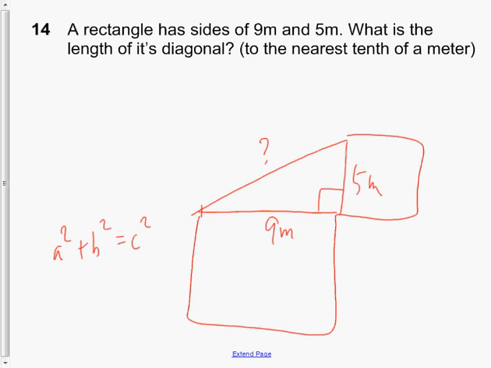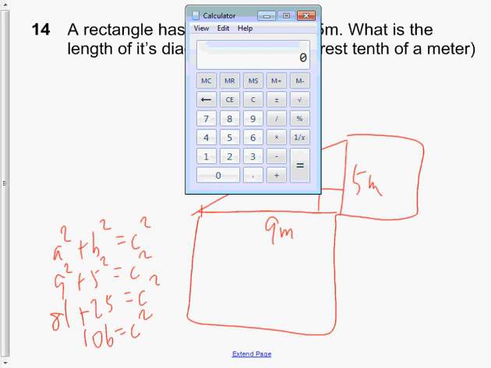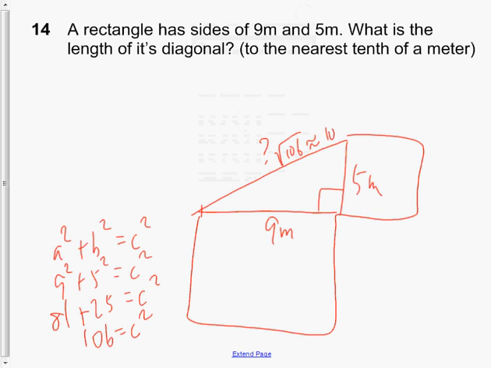So in this question, I really know my two legs, so I know that 9 squared plus 5 squared equals C squared, or 81 plus 25 equals C squared, or 106 equals C squared. So the actual answer of the diagonal is the square root of 106, which is approximately 10.1 or 10.2, probably 10.3, and that's your answer for the length of the diagonal.